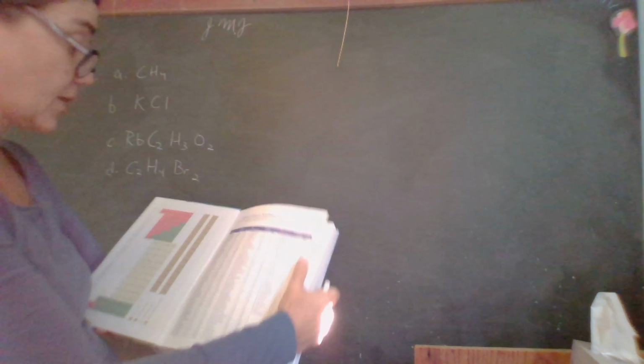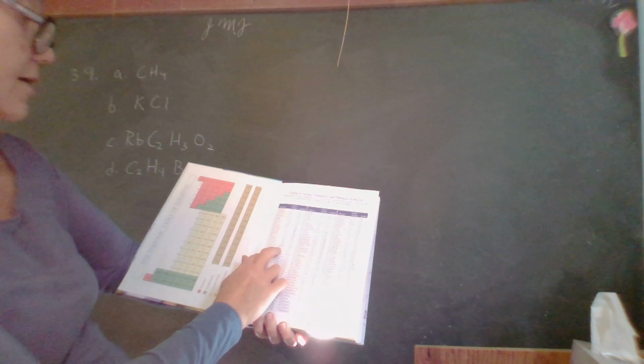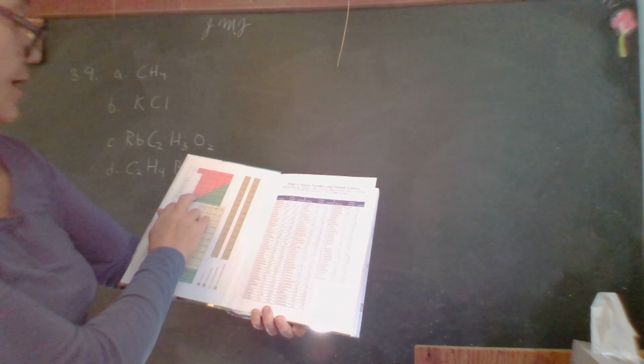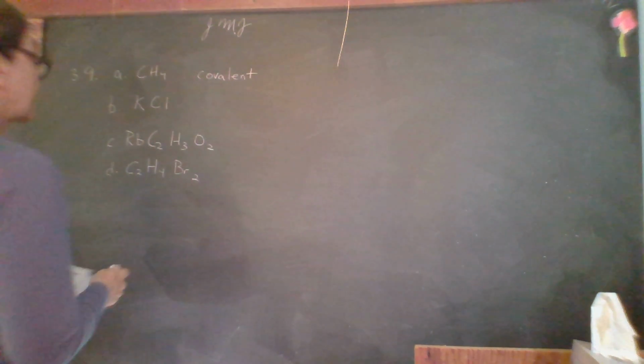Okay, so letter A is CH4. Okay, so that's carbon and hydrogen. Neither of them is metal. Here's carbon, number 6. There it is, and here's hydrogen, non-metals. So is it ionic or covalent? It's covalent because there is no metal in it, no metal elements.